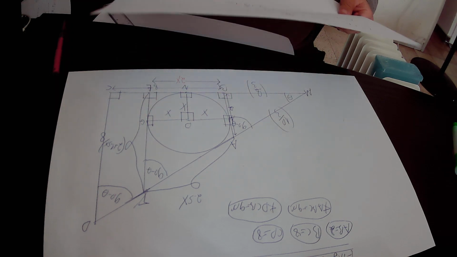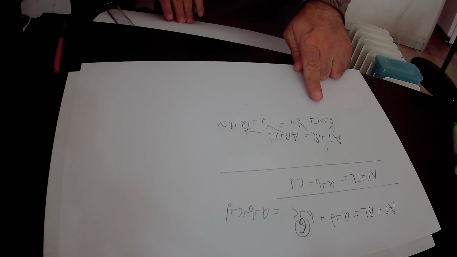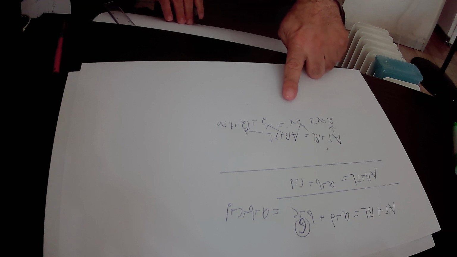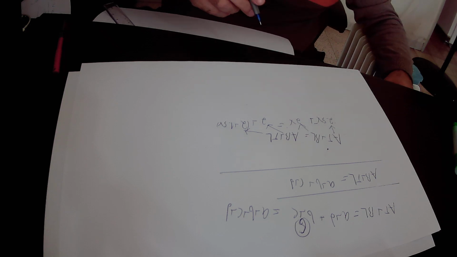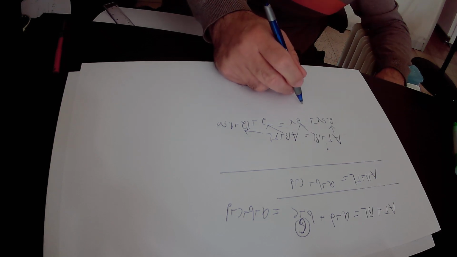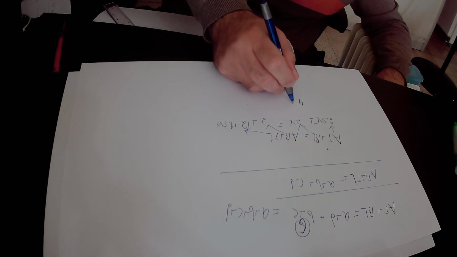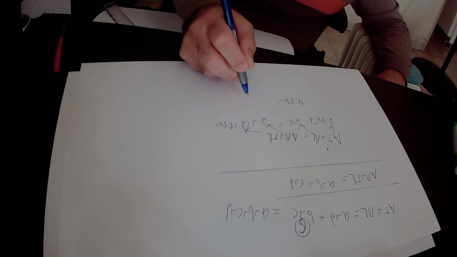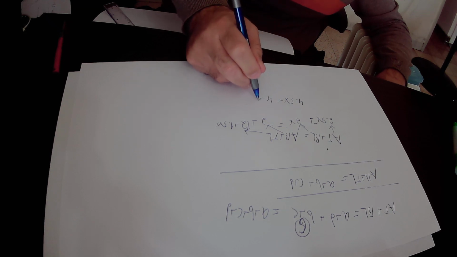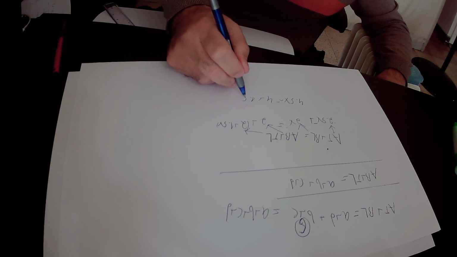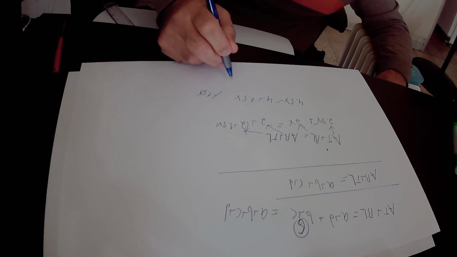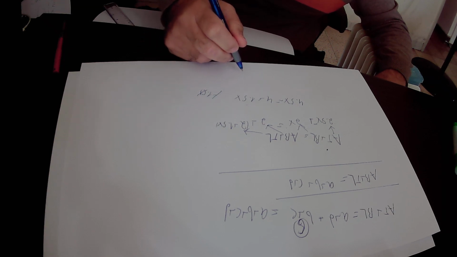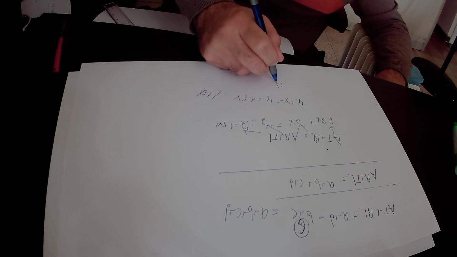So in conclusion, we found out that 2.5x plus 2x equals 2 plus 2 plus 1.5x. 2.5x plus 2x is 4.5x, and it is equal to 2 plus 2, that is 4, plus 1.5x.